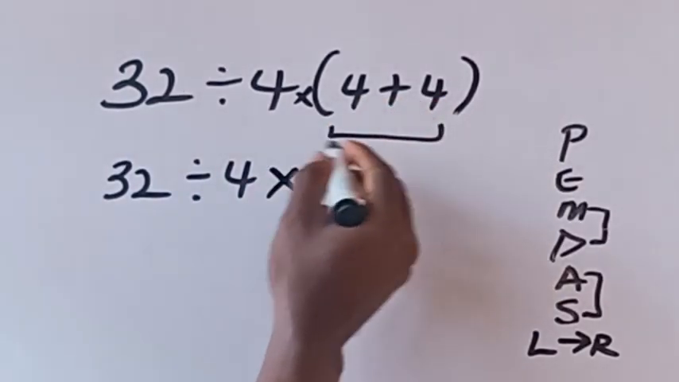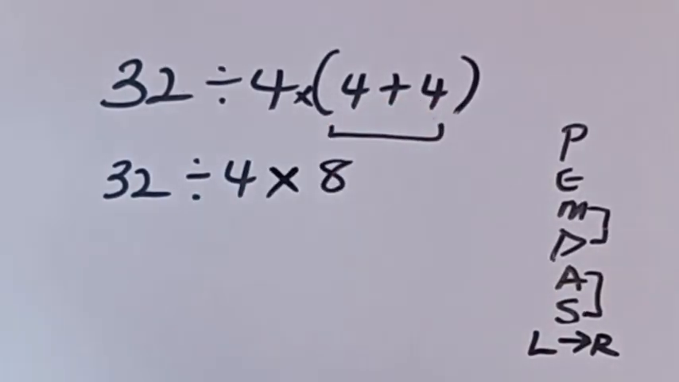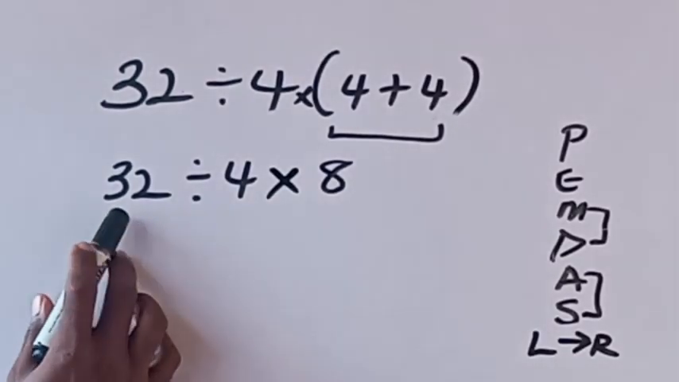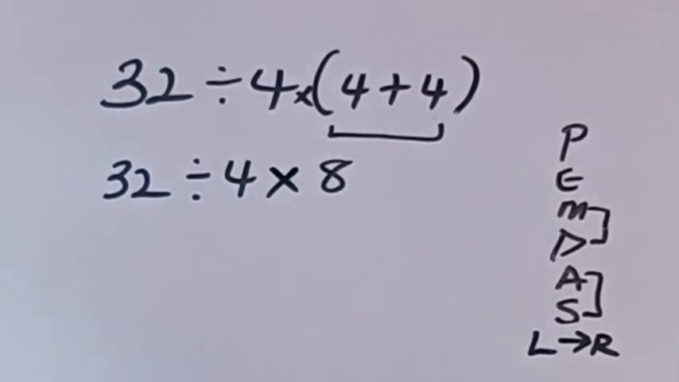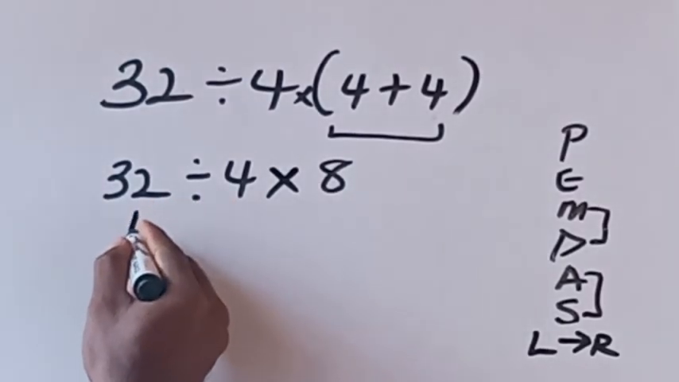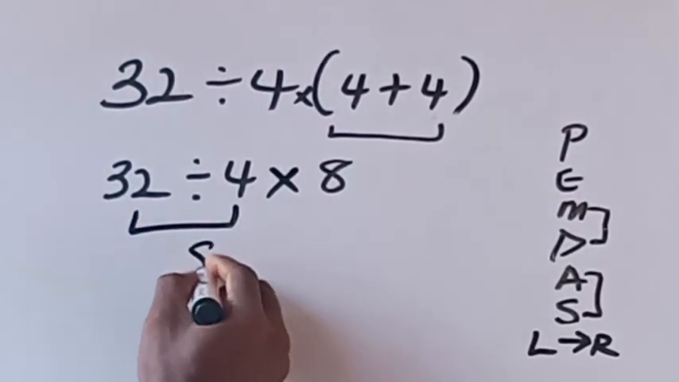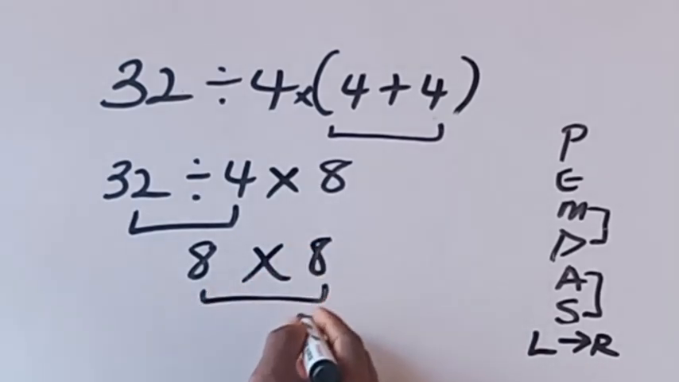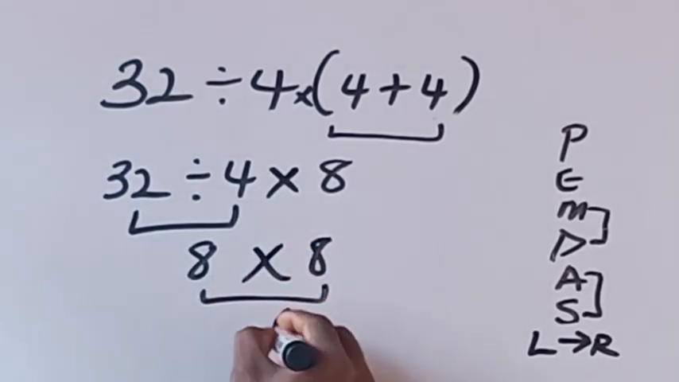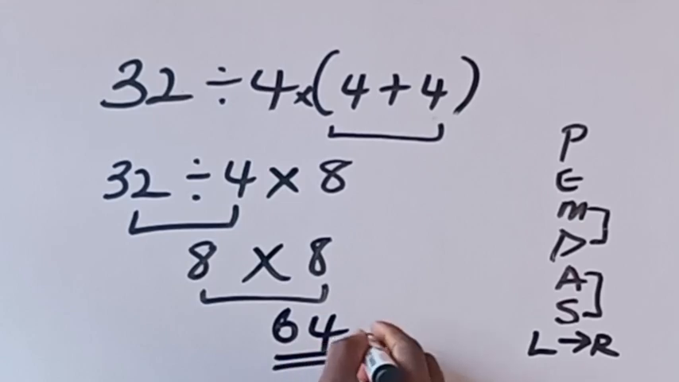4 plus 4 is 8. Now we have one division and one multiplication. So if we divide 32 divided by 4, this will give us 8. 8 times 8, this is going to give us 64. And this is our final answer.